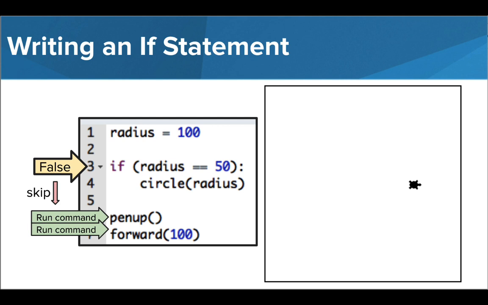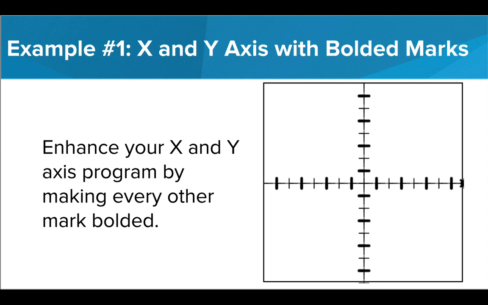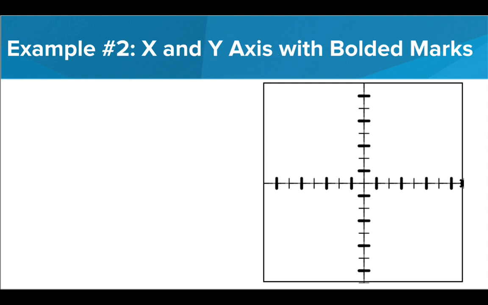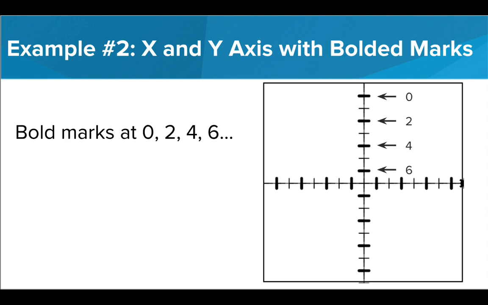Let's look at a Tracy program that uses if statements to complete a specific challenge. This program is adding another upgrade to our X and Y axis program by bolding every other hash mark on our axes. Now let's think of a way we can make this happen. Well, we want every other mark to be bold, so that means we want marks 0, 2, 4, 6, etc. to be bold. What do these numbers have in common? They're all even. Well, we can use this to write a condition for our if statement.